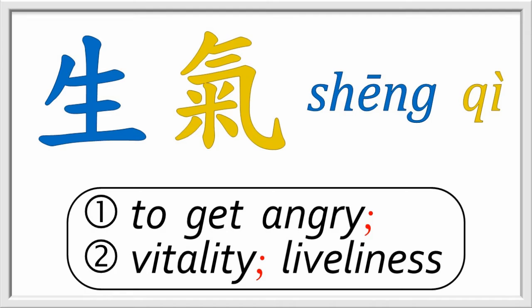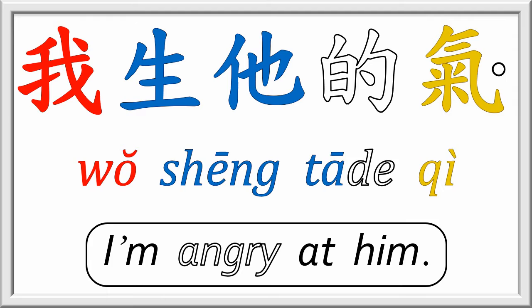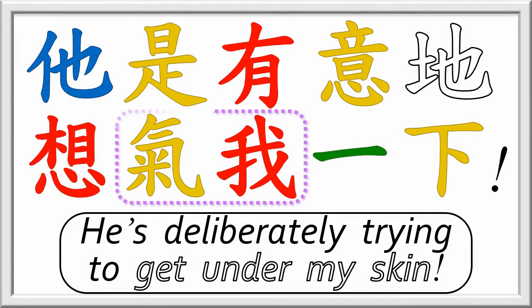Probably the most commonly heard expression is 生气, meaning angry. Pressure, literally, builds up inside. In a more traditional Chinese medical or artistic sense, it can also refer to the signs of vitality expressed in a patient, or in a painting or other work of art. 我生他的气. I'm angry at him. Literally, the pressure inside me has gone up, and it's his fault. 他是有意的想气我一下. He's deliberately trying to get under my skin.